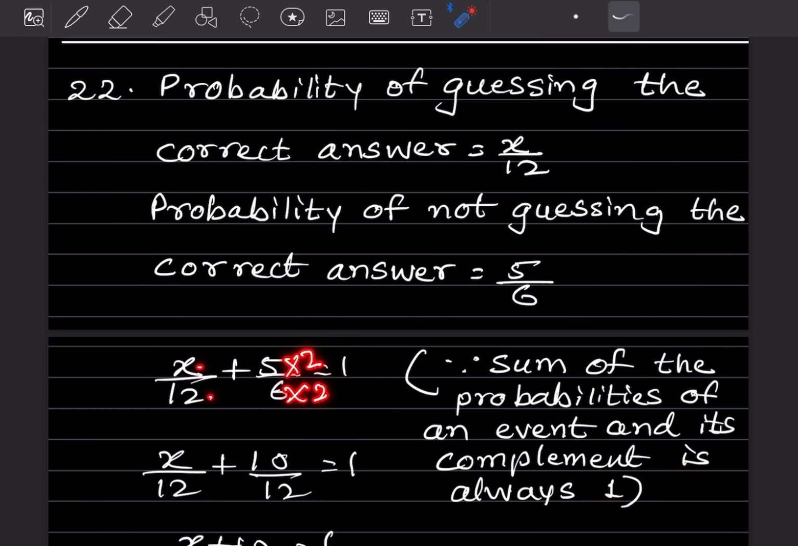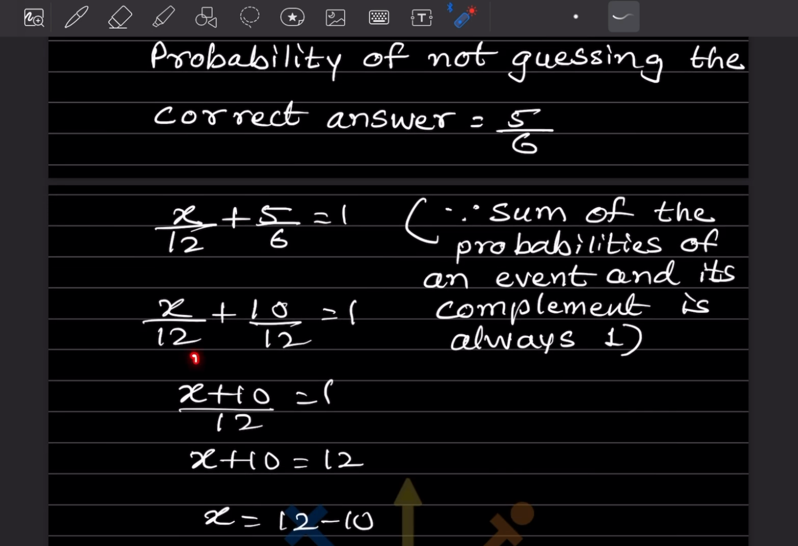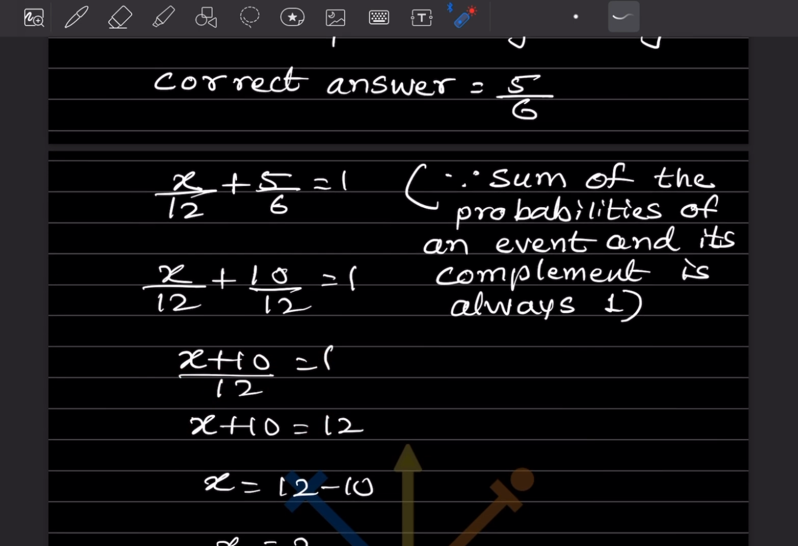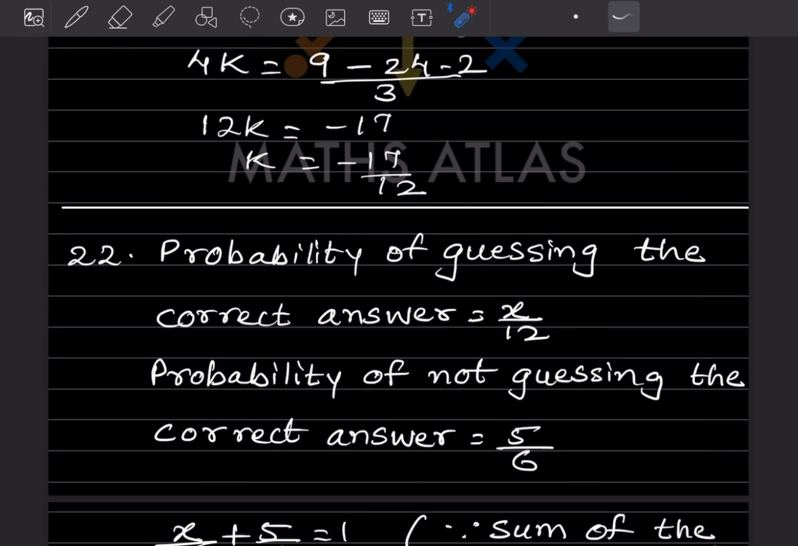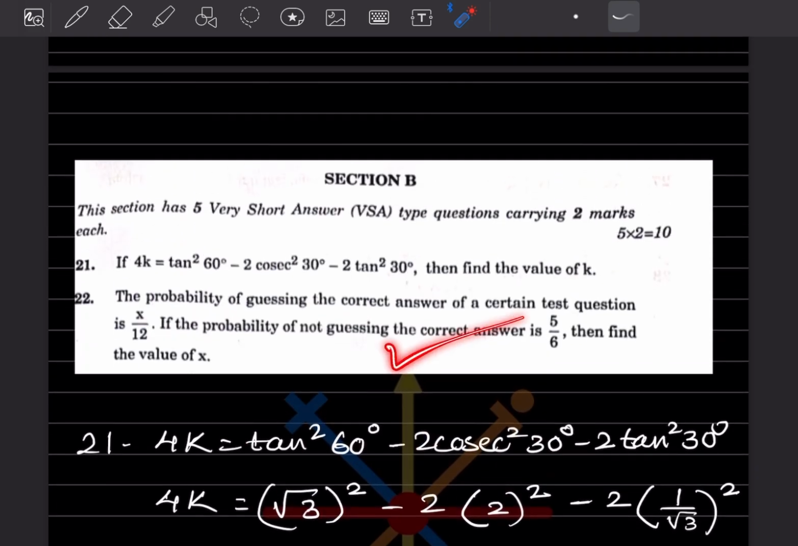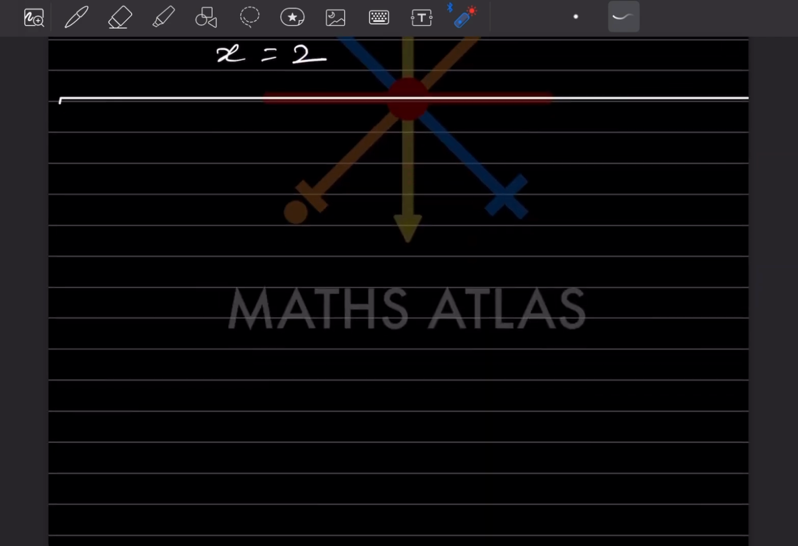So this will be (x + 10)/12, that will be 1. The LCM is 12, so (x + 10) divided by 12 is 1. You will take this 12 on this side, and it will go in the numerator. 12 into 1 is going to be 12. This stays the same. So x will be 12, and the 10 will go on the other side, that is going to be minus 10. So the value of x is 2. So this is the answer for that, x is 2.